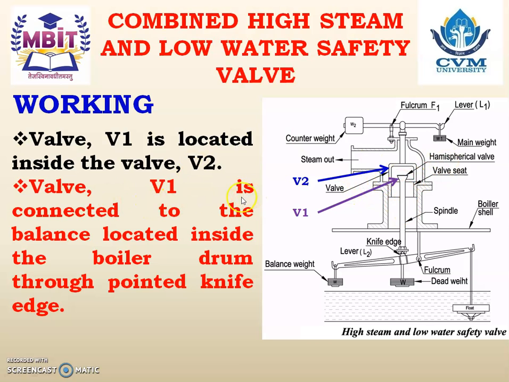Now valve V1 is connected to the balance located inside the boiler drum through a pointed knife edge. So this is valve V1, and this valve V1 is connected to a balance. You just see here, this is a balance, and this balance is located inside the boiler drum. So this is the boiler shell. This is the inside portion of the boiler shell, and this is the water level inside the boiler drum, and through the knife edge, you just see here.